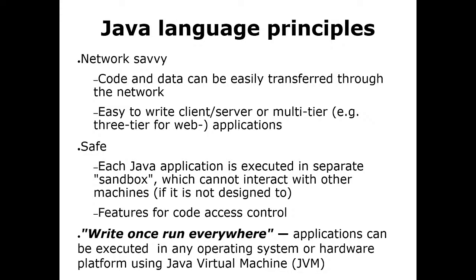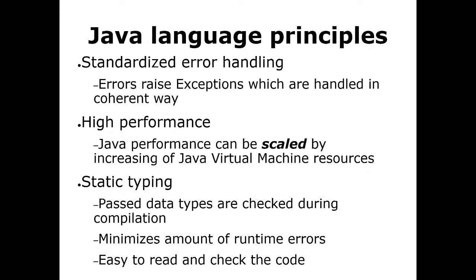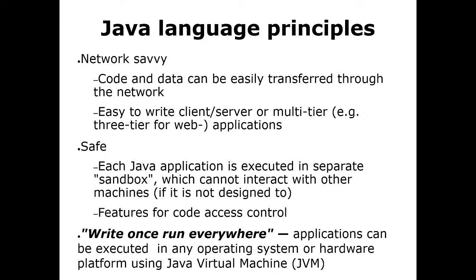It's true. Java is safe because each application is executed in a separate sandbox, and they cannot interact with other machines. And yeah, the good thing for Java is that it is platform independent. So if you have the Java virtual machine, code can be executed in any operating system, using any hardware, right? So it's very good that you don't need a special platform to run Java code.